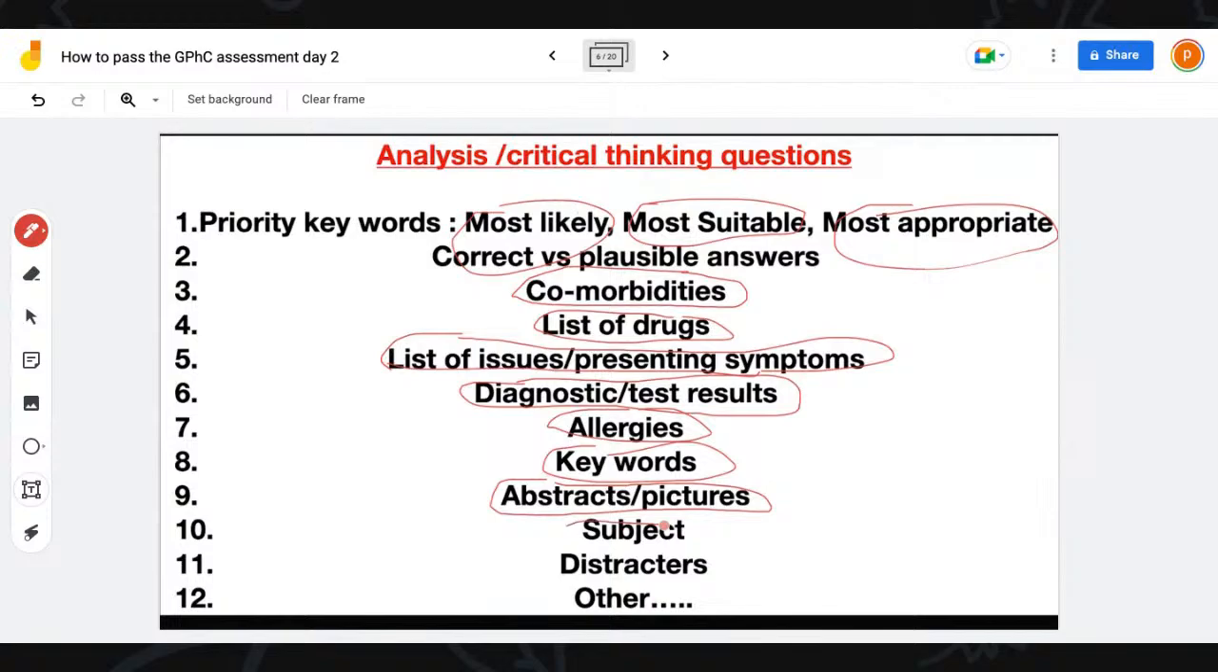Another thing is the subjects are important. You will see that some questions will be about women, pregnant women, it could be a child, it could be an elderly patient, so the subject is important. They will have distractors, things to distract you, and then we've got other, which is perhaps anything else that is not on the list. But what I want you to remember is this is the reason why many of us struggle with these questions, because they have many different things that you need to know to answer them.